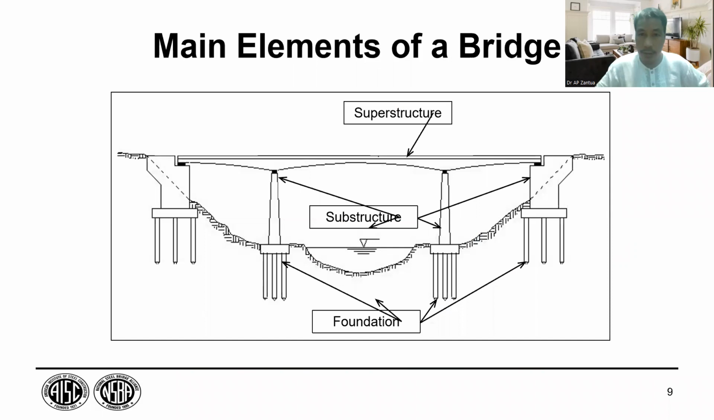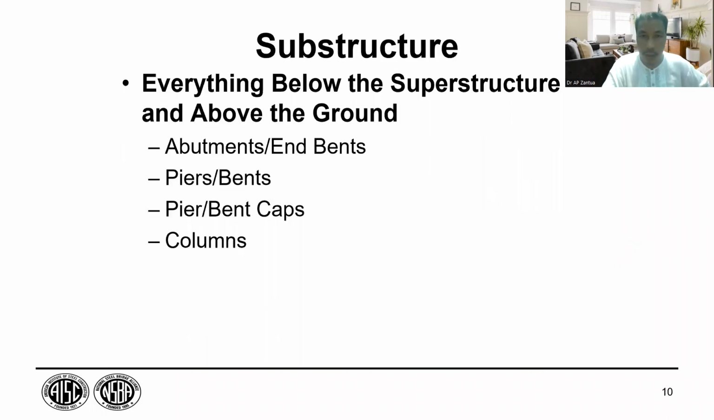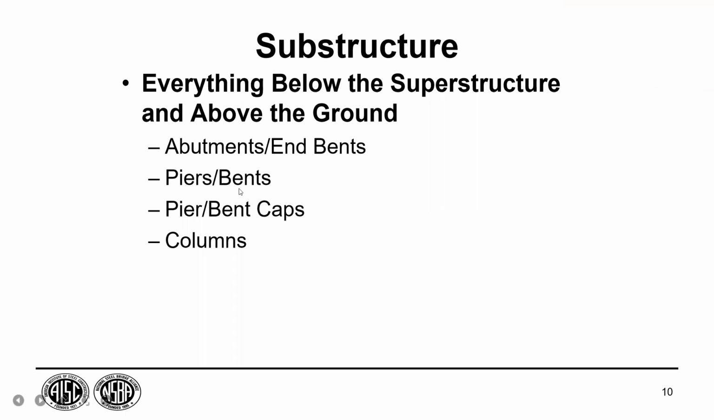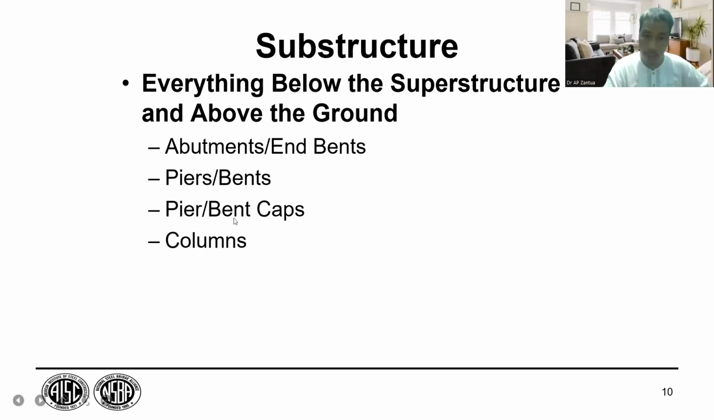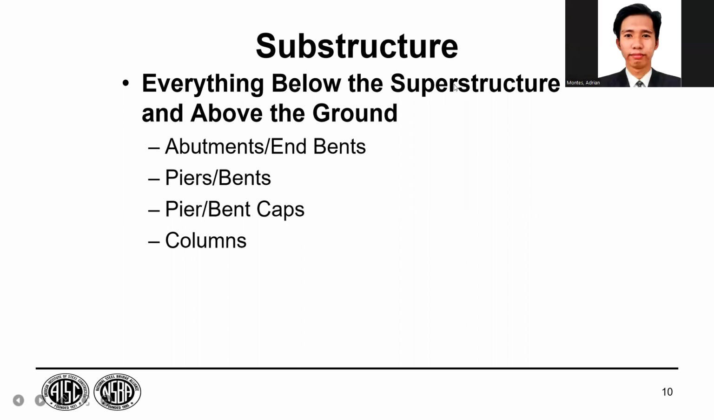Okay, so next. Superstructure, substructure, and foundation. Let's go to the substructure. Everything below the superstructure but above the ground is substructure. Because if it is below the ground, that is our foundation and footings. So what are those? Abutments or end bents, piers or bents, and bent caps or pier caps.